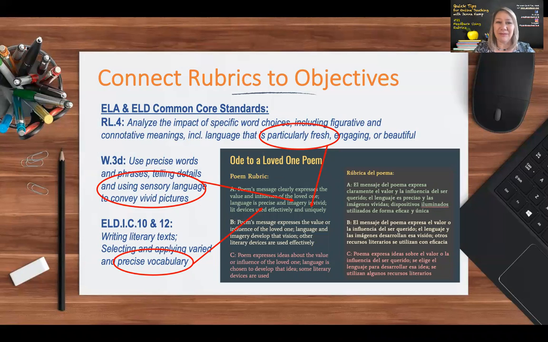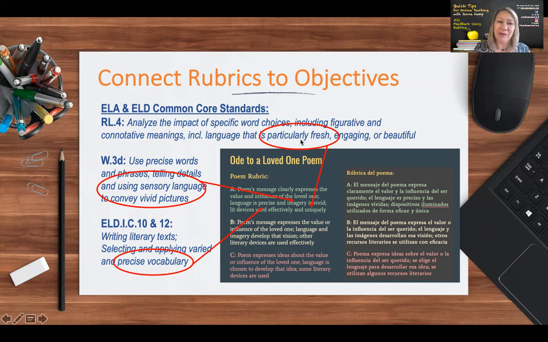So on screen, there's an example of a rubric that I wrote for a poem homework assignment. We are working on 3 specific Common Core standards: a reading literature standard, a writing standard, and the ELD standard. And I've made sure to connect the language of the rubric, what I'm asking scholars to do in that assignment, with the skills that they have been working on in class.